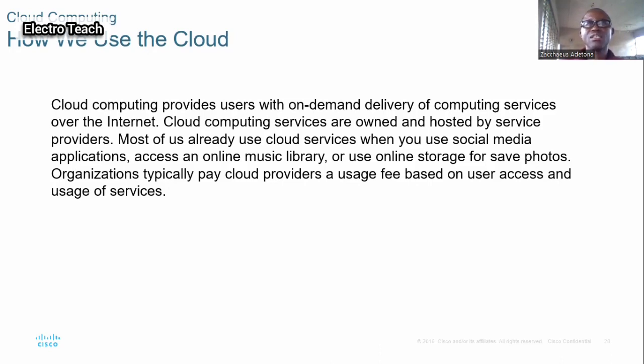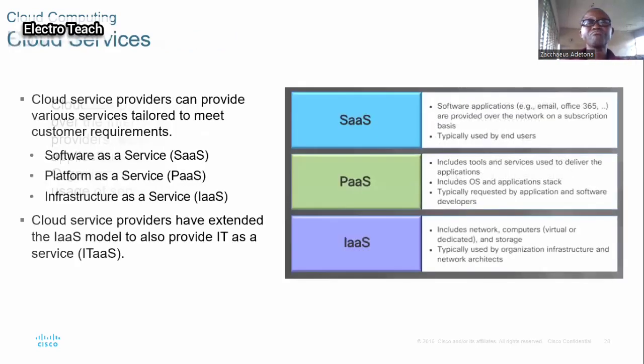But the cloud that we use is operated by organizations. They are large computers that have high capacity to store information and to send and receive information. Then cloud computing services. We have 3 types of cloud computing services. And these are the various services that service providers can provide to meet the requirements of a particular client or customer.